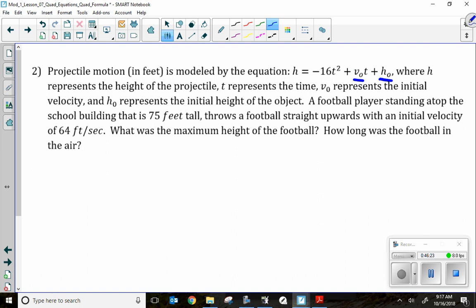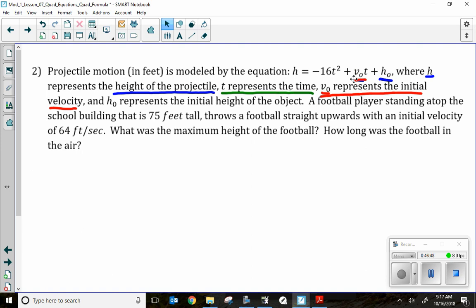Where h represents the height of the projectile, t represents the time. All right? V sub o represents the initial velocity. Hopefully they give us that. That'd be nice. And last but not least, h sub o, which is right here, represents the initial height. Let's hope they give us those things. That would make life easy.